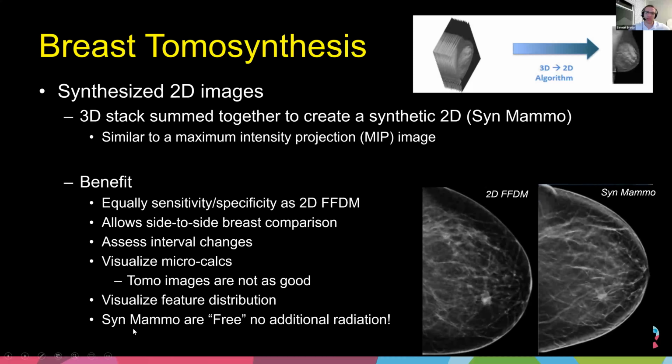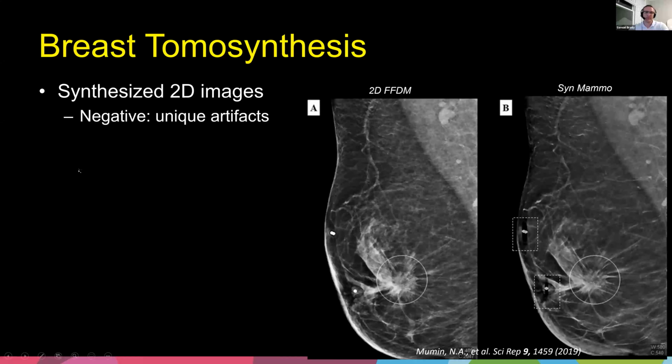And then probably one of the best things about this is these synthetic 2D images are free. You acquire the tomo sweep, you can reconstruct into 2 dimensions. You don't actually have to acquire two series of imaging. What are some of the things you have to be aware of when it comes to image quality in a 2D synth image?